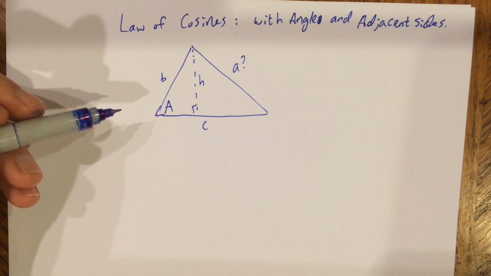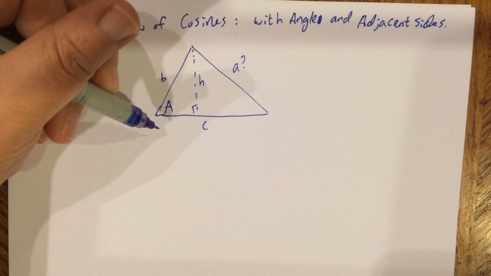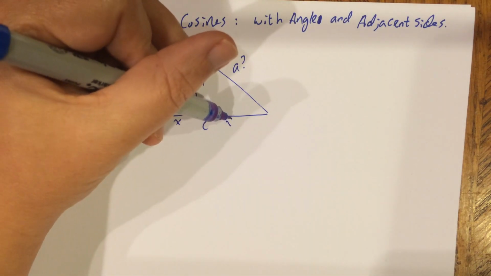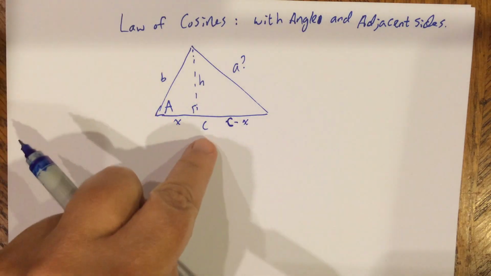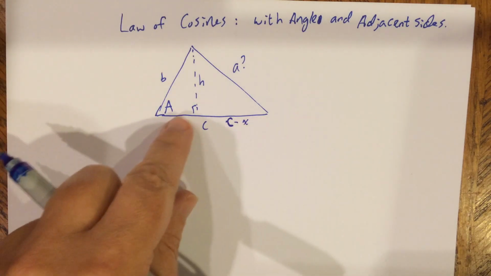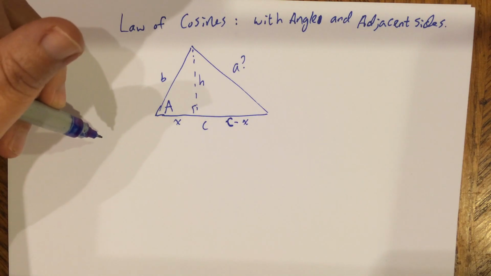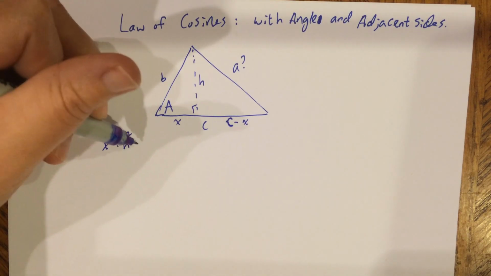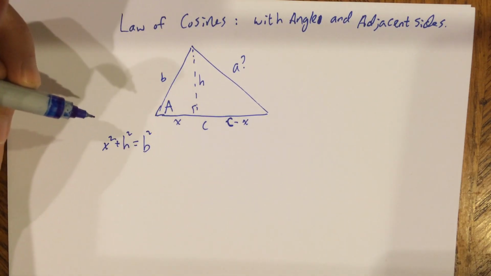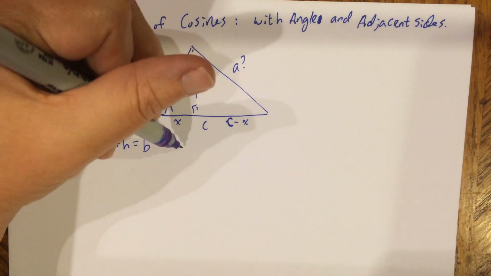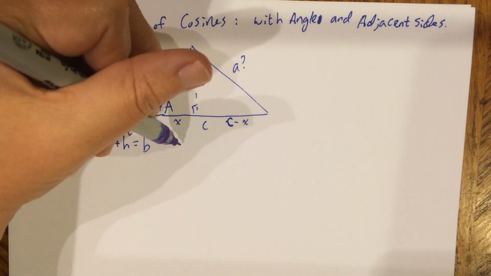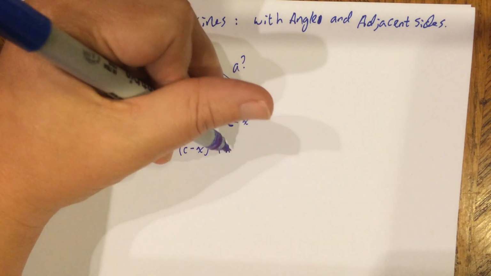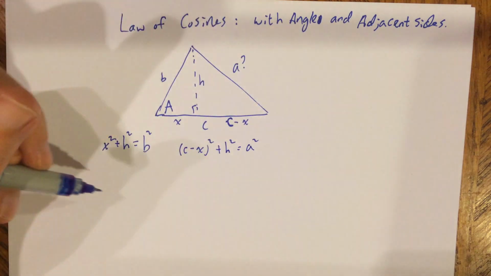So I'm going to start off trying to do Pythagorean theorem. So let's see, we'll call this x. If that much is x, then this over here must be c minus x, because my whole thing's c. So this would be c taking away that x part. So I'm going to do Pythagorean theorem to my first triangle, and I'm going to get x squared plus h squared equals b squared. Pythagorean theorem to my second triangle, and I should get c minus x squared plus h squared equals a squared.